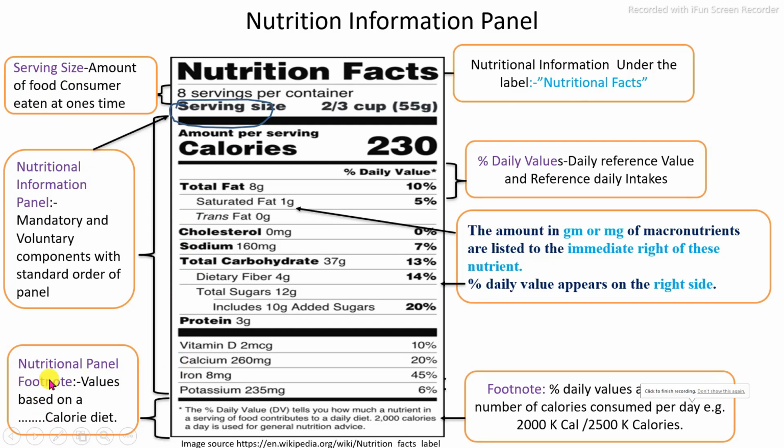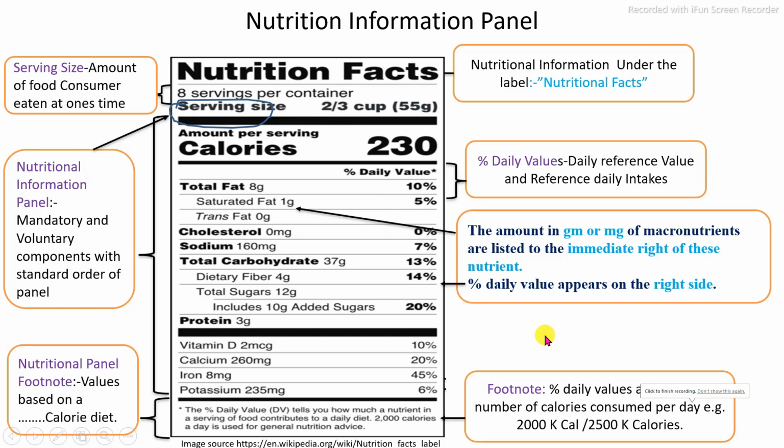The third one is the nutritional panel footnote. In this footnote, the percentages of daily values are declared on the basis of the calories of the diet per day. For example, a 2000 calories per day diet as per the recommended dietary allowances, or maybe a 2500 calories per day diet. On this diet basis, you will get these percentages of the daily values if the product is eaten at the specific serving size.